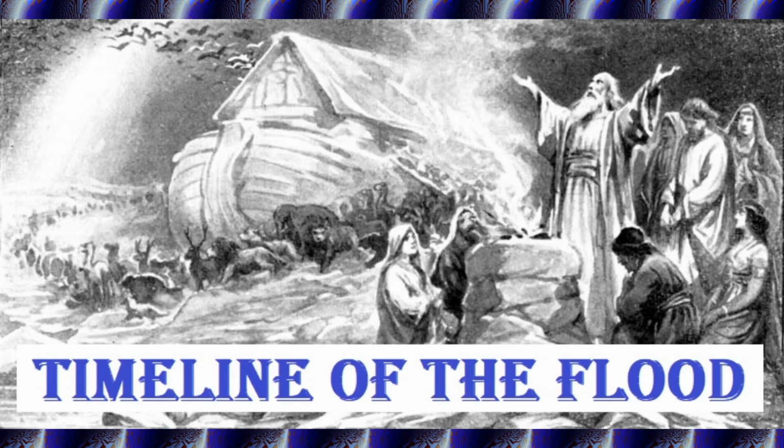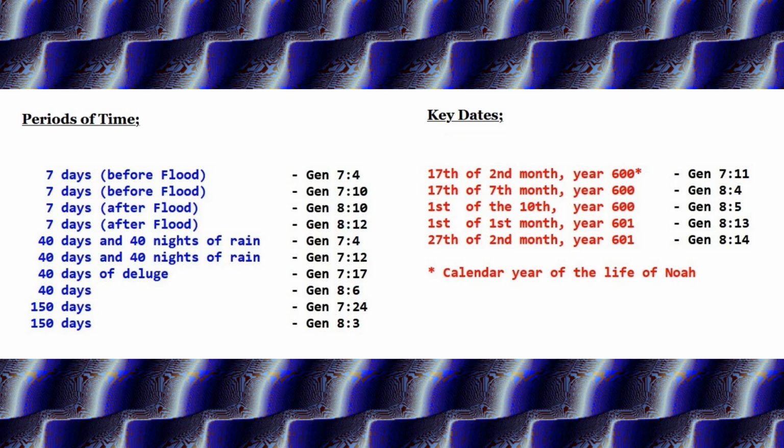The timeline for the biblical flood, the 600th year of Noah, and the early portion of the 601st year. Genesis chapters 7 and 8 document the biblical flood. These chapters mention the following time periods and key dates. While many Jews and Christians have read the account, few have realized how difficult it is to assemble the provided dates and time periods into a neat solution.